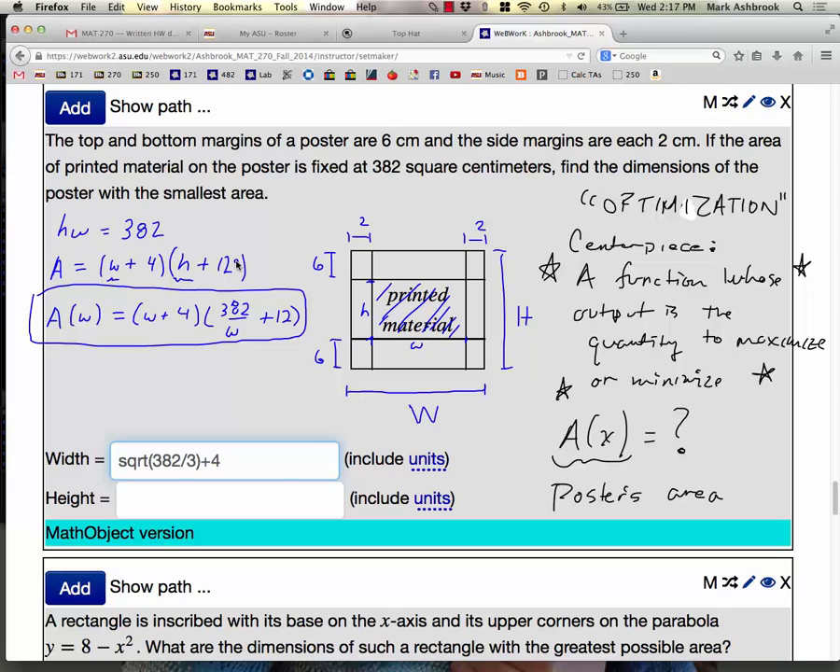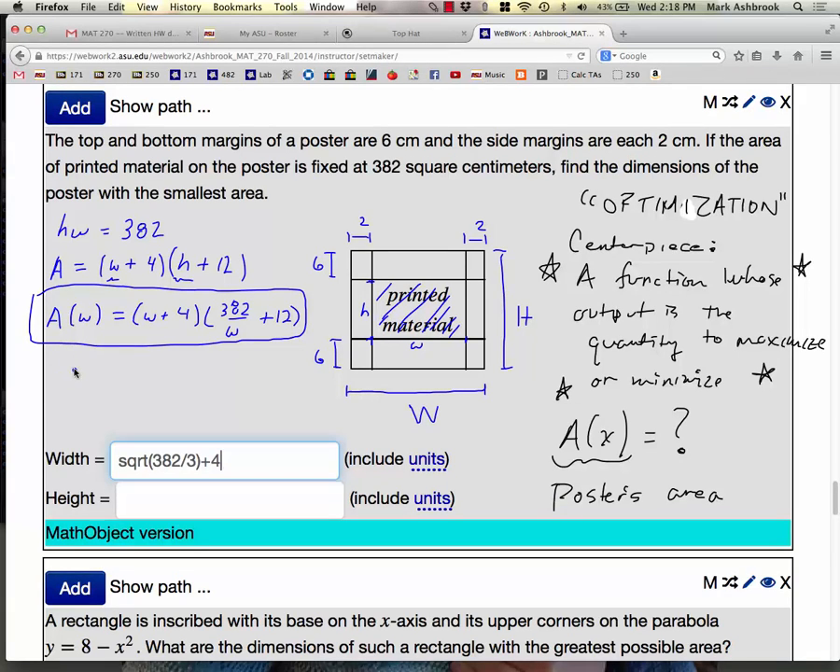But we still need this to be 382, and this function ensures that the printed material will be 382. But there's different ways we can configure that, right? And so this is taking all those into consideration. So how are we going to get the minimum value of the function?